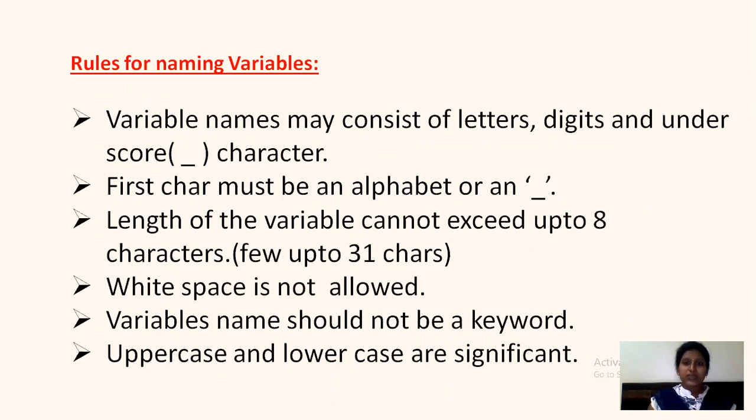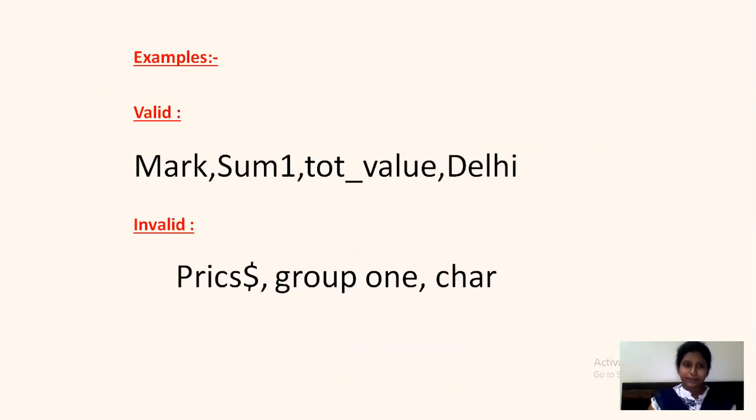Variable names may consist of letters, digits, and underscore character. First character must be an alphabet or an underscore. Length of the variable cannot exceed up to 8 characters, a few up to 31 characters. White space is not allowed. Variable name should not be a keyword. Uppercase and lowercase are significant.